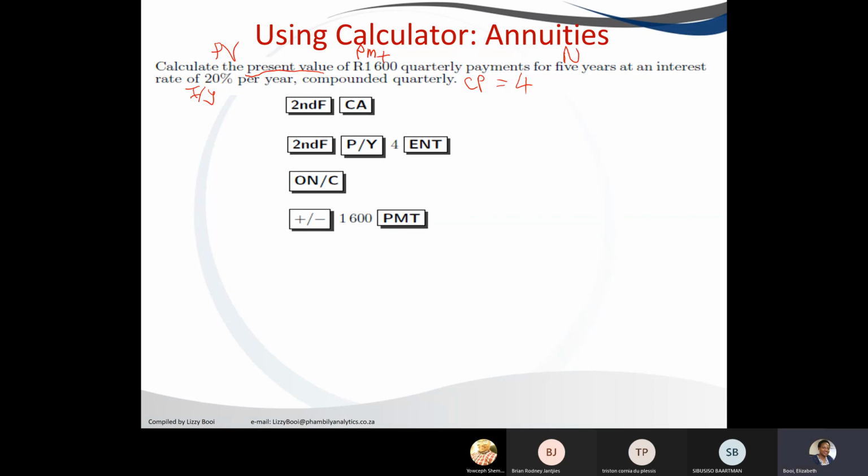Then we can put in, the order does not really matter. So you can put in the periods first, or you can put the interest first, or you can put the payment first. It doesn't matter, as long as you make sure that by the time you finish putting everything onto your calculator, you have included everything that you were given.